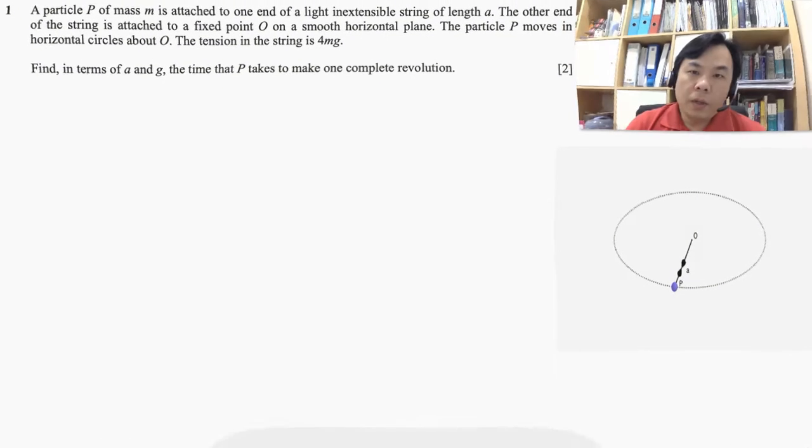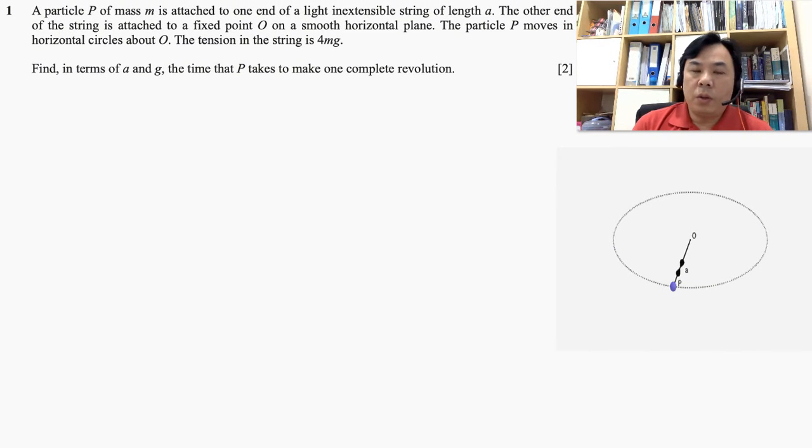All right, welcome back. This is our first question from the complete paper further mechanics 9231, paper 33, June 2020. Okay, let's get started. Now, first of all, in the exam, of course, we have to read through the question and then try our best to visualize it as much as we can.